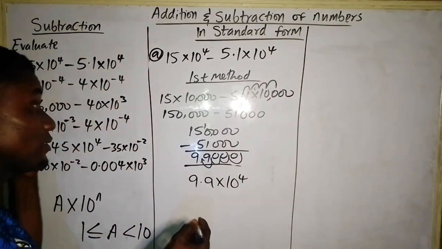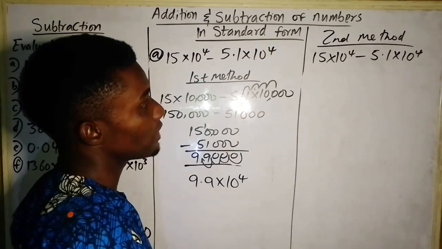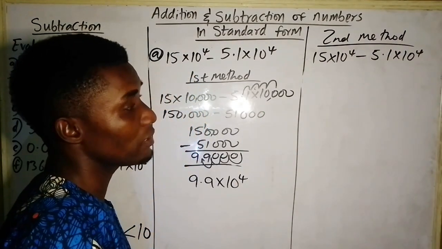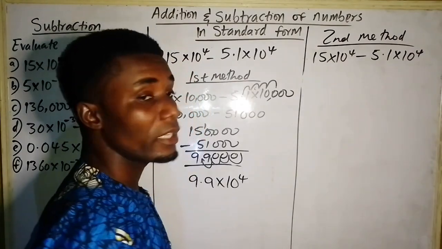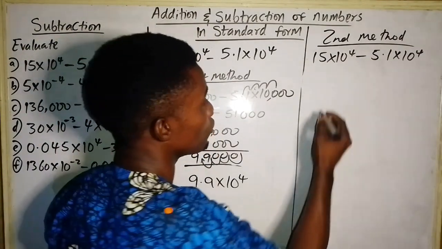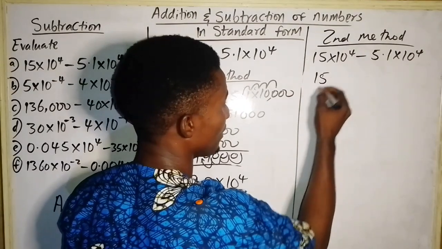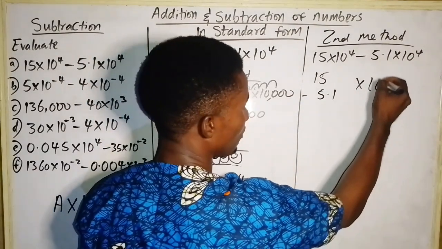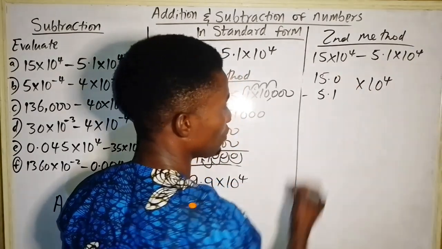So let's take the second method. For the second method, we have 15 times 10 raised to power 4 minus 5.1 times 10 raised to power 4. In this case, we take a look at the common factor, and the common factor here is 10 raised to power 4. So we subtract 15 minus 5.1, times 10 raised to power 4. So we can balance this up with 0.